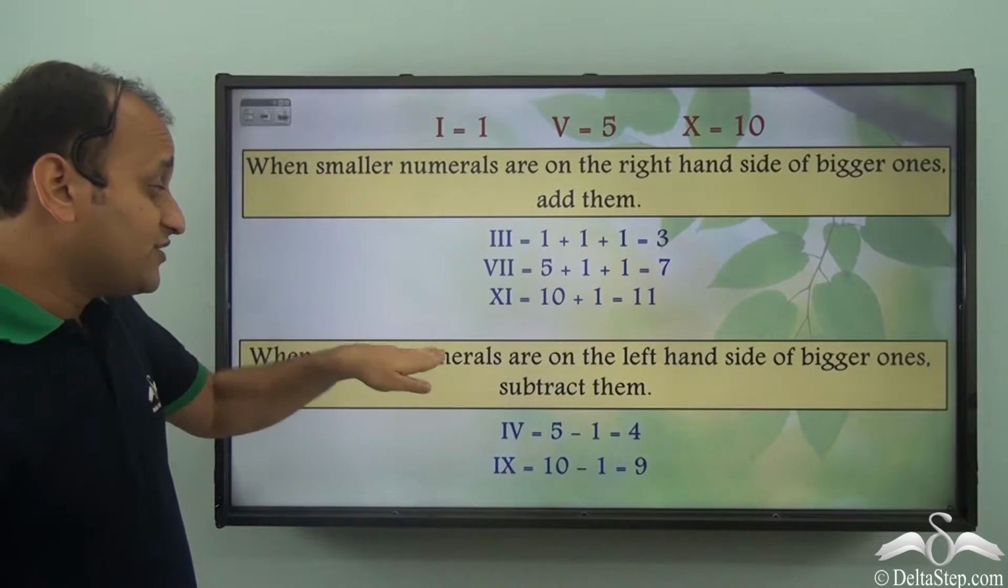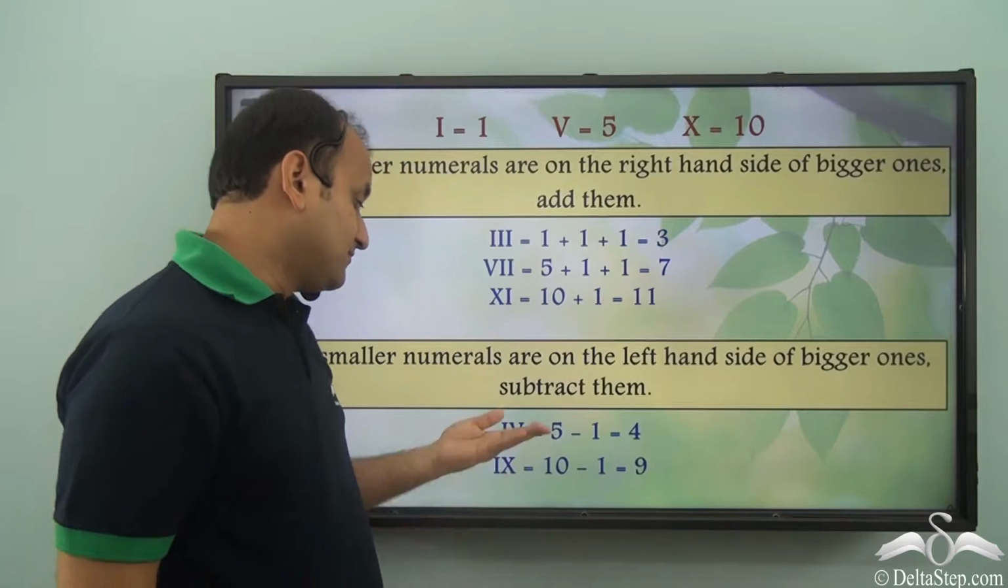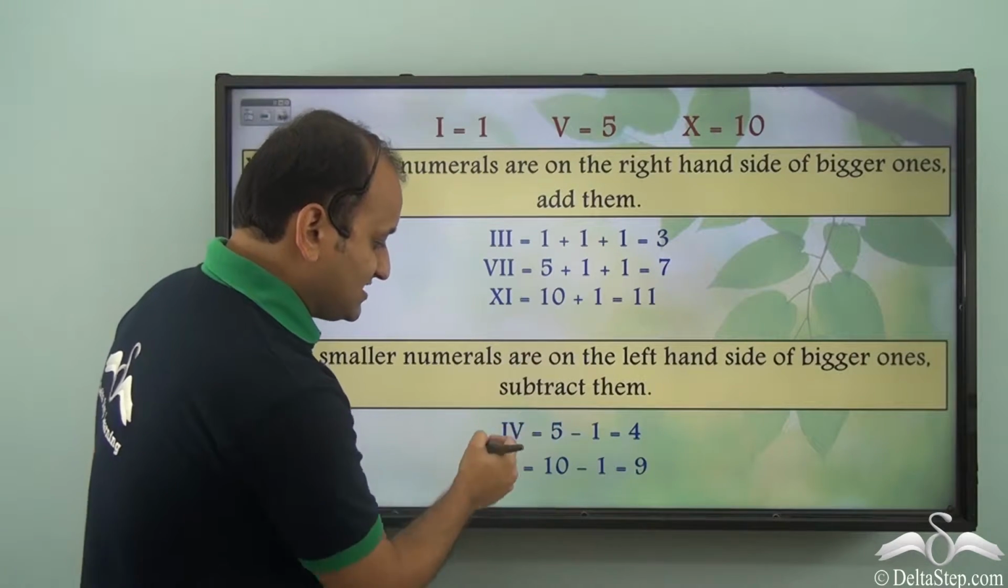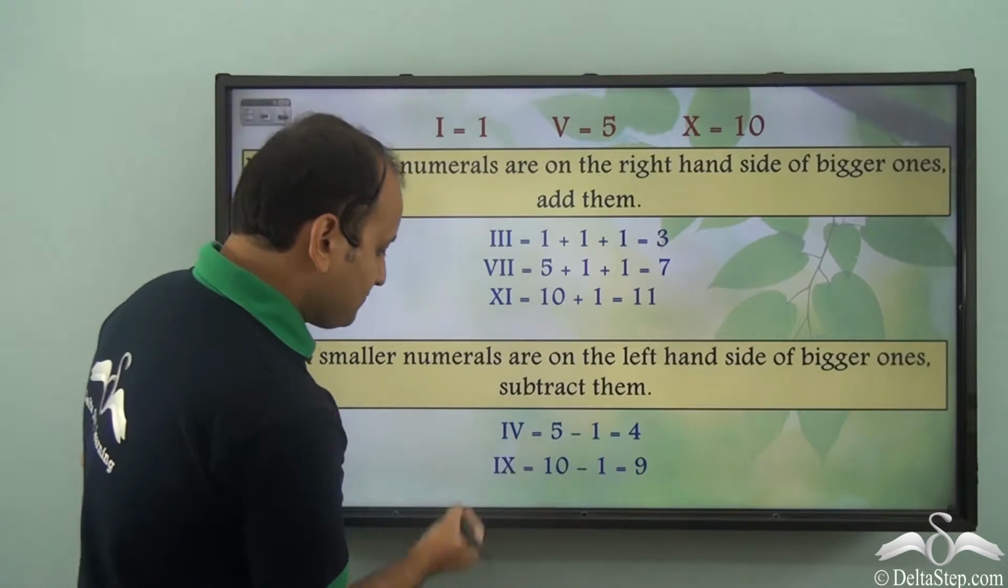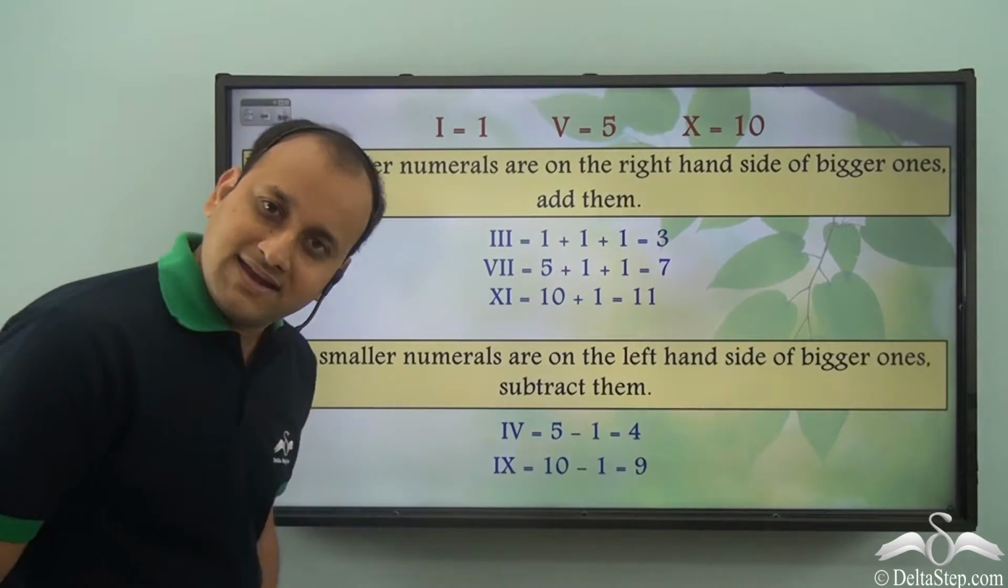Now, when smaller numerals are on the left hand side of the bigger ones, subtract them. So in this case, I is smaller than V, so it's subtracted. 5 minus 1, that is 4. Similarly, I and X, so 10 minus 1, that is 9.